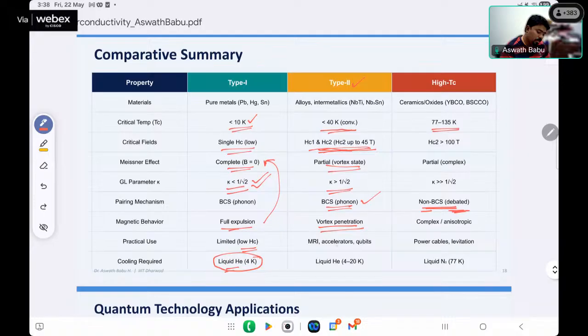Okay, so the practical use of type 2 is, again, MRI, accelerators, and qubits you can create, and power cables are actually used for high temperature superconducting materials. Okay, and liquid helium is required here, just like for type 1, type 2, both are same. For high TC materials, okay, we just need liquid nitrogen, that is enough.